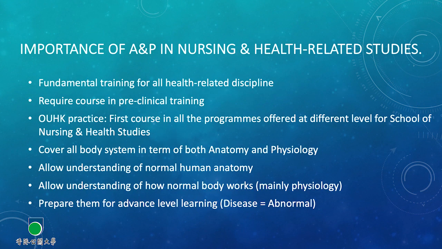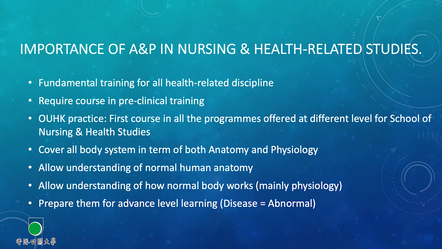Anatomy and physiology is a very important subject for all health-related studies. Every student in nursing or health-related study needs to understand the structure of our body and how the human body works. This is the fundamental, or you can say the foundation, for their studies, and usually it will be a core course for the preclinical training phase in nearly all health-related disciplines, including nursing. For us, A&P is the very first course that every nursing student must take once they enter our program, no matter whether they are at bachelor level or at sub-degree level.